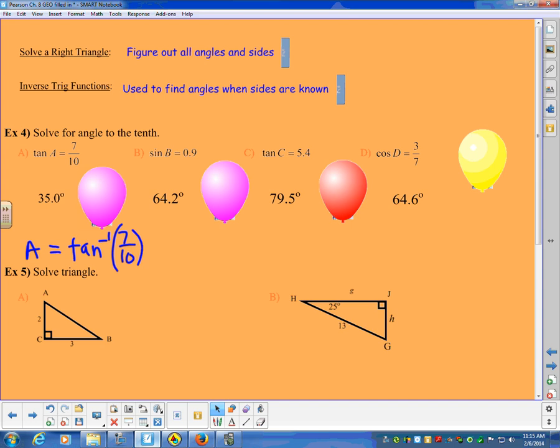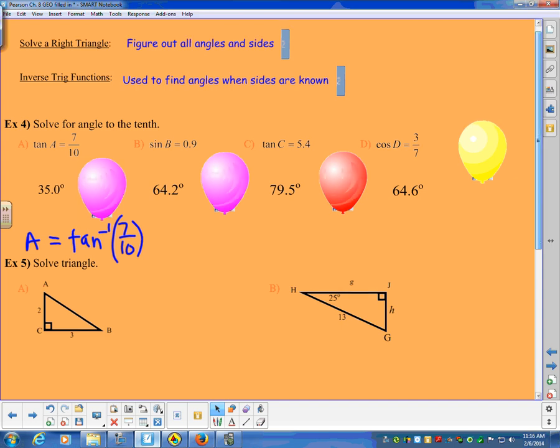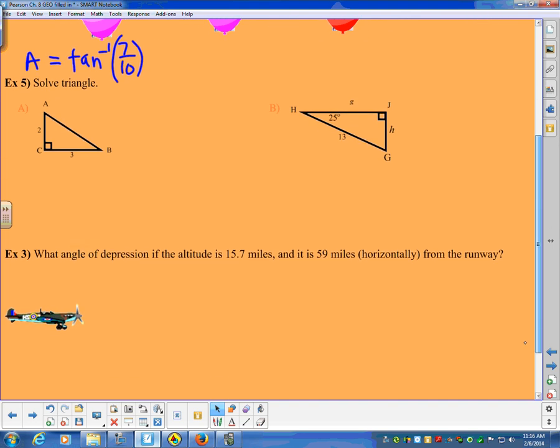Anybody need help finding inverse sine, cosine, tangent? What do we use the inverse functions for? Finding angles. And then what do we use the original ones for? Finding sides, without the inverse. So it says solve the triangle here. When I ask you to solve the triangle, what am I asking you to do? Figure out all the angles and all the sides. So we'll do one together, and I'll have you try the other one, and if we have time, we'll try some more of them.